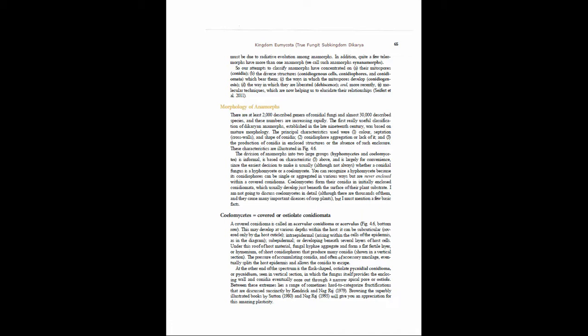The division of anamorphs into two large groups, hyphomycetes and coelomycetes, is informal, is based on characteristic 3 above, and is largely for convenience, since the easiest decision to make is usually, although not always, whether a conidial fungus is a hyphomycete or a coelomycete. You can recognize a hyphomycete because its conidiophores can be single or aggregated in various ways but are never enclosed within a covered conidioma. Coelomycetes form their conidia in initially enclosed conidiomata, which usually develop just beneath the surface of their plant substrate.